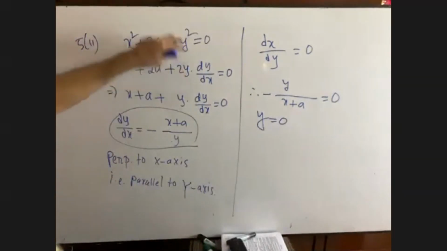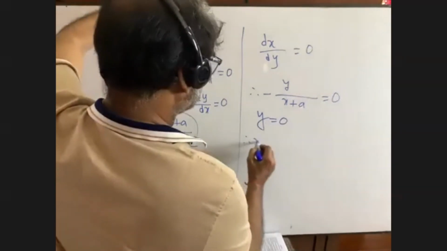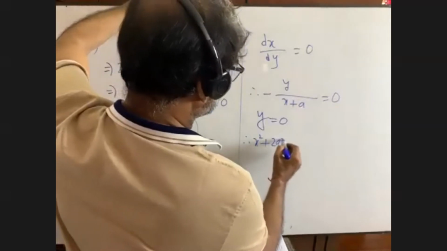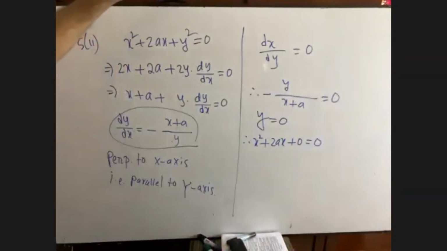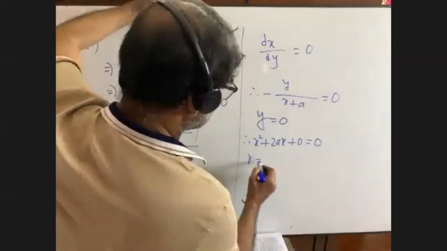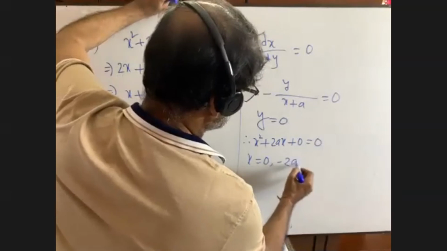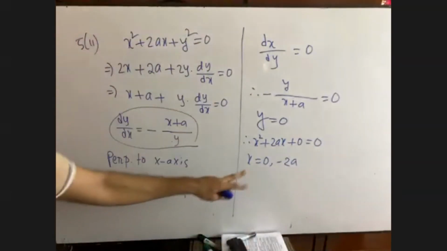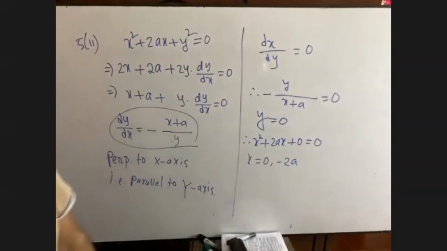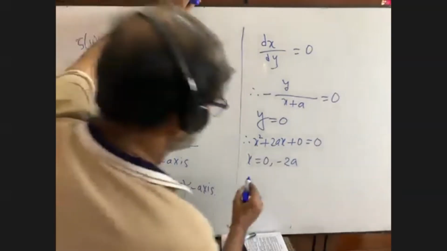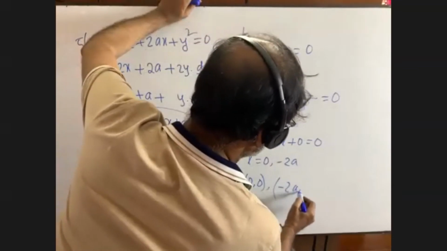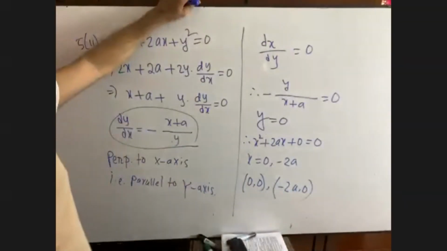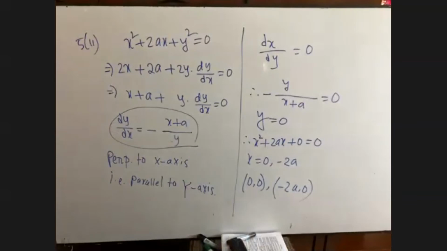If y equals 0, we get x square plus 2ax equals 0. So we are getting x equals 0 and minus 2a, if we take x common. So the points of intersection will be 0, 0 and minus 2a, 0. Have you got it or not?